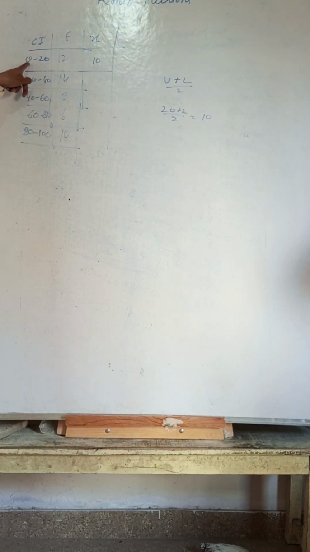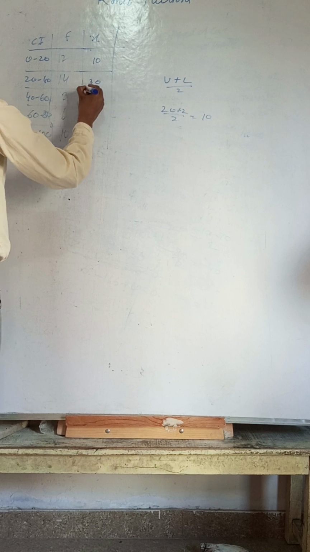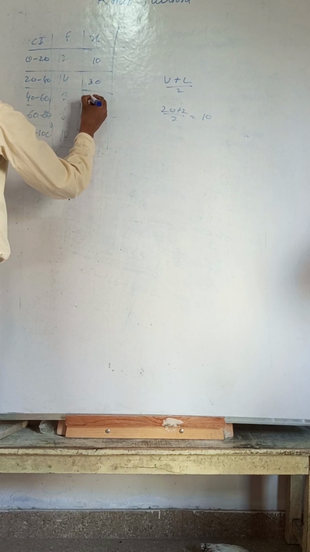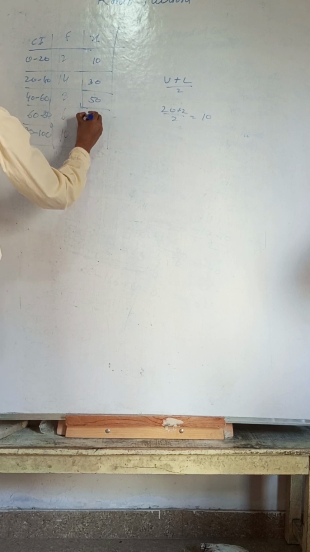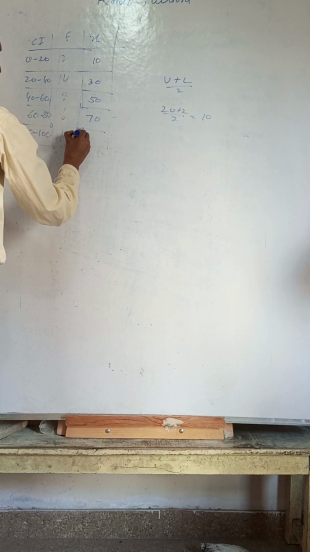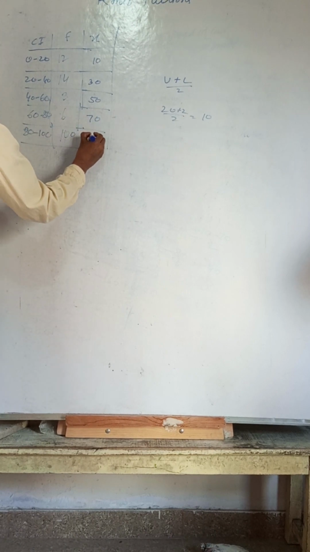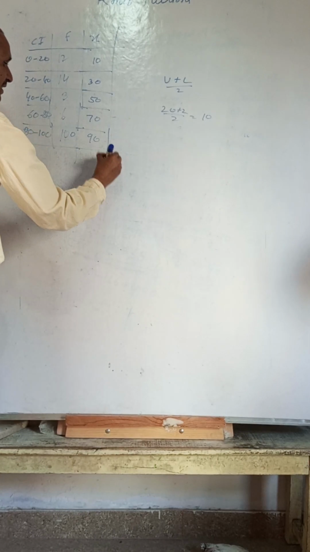Next, what is the difference between that? The difference between that is 20-20. So here 20-20 increasing. Here the 30 will come. Here the 20 increasing, then it will become 50. Here 20 increasing, then it will become 70. Here 20 increasing, then it will become 90. This is the X become.